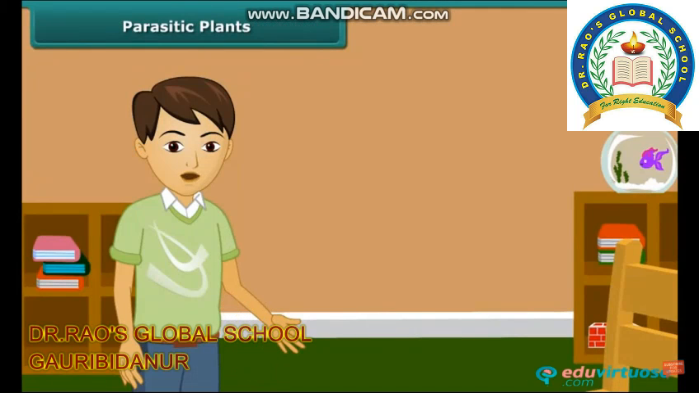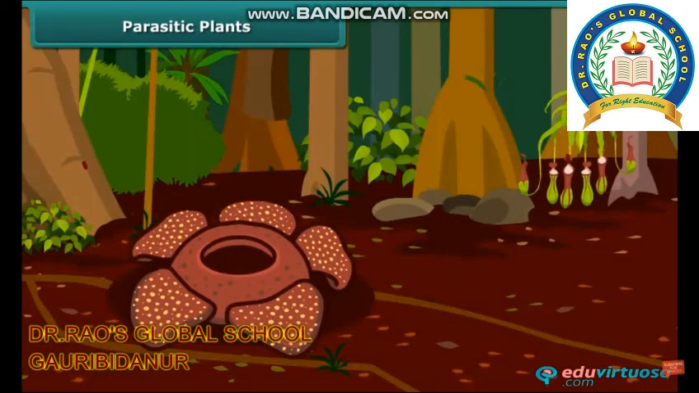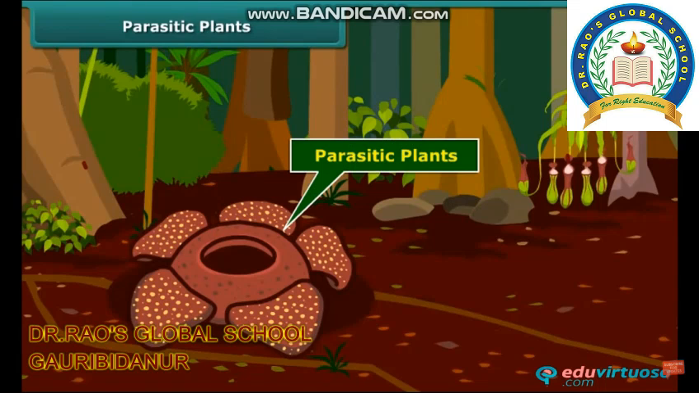Let's start with parasitic plants. The plants which obtain their food directly from other plants are known as parasitic plants, and those plants from which they obtain food are called hosts.